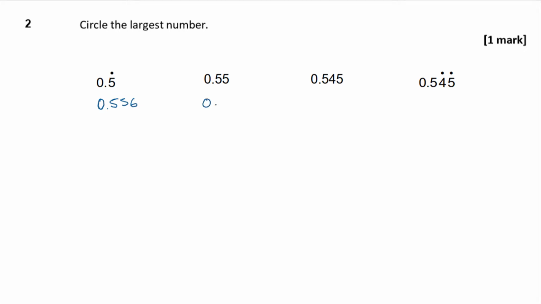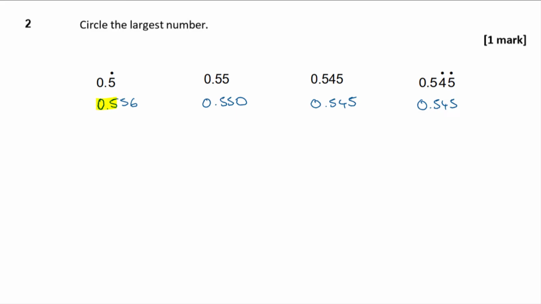This one would be 0.550 to 3 significant figures. This one can just stay the same. And this one would be 0.545, well, it would repeat 45. So then if I round that off after 3 significant figures, then I'm going to be rounding down. So that one is going to stay as 545. Okay, so now I've got them done like that, then I can start comparing them.